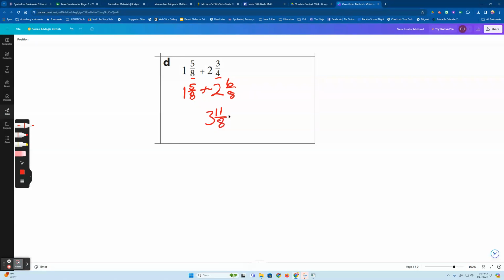8. Now, if I have a mixed numeral here, or an improper fraction, I can write this as 3 and 11/8. And 11/8 is really 1 and 3/8. So my final answer is going to be 4 and 3/8.